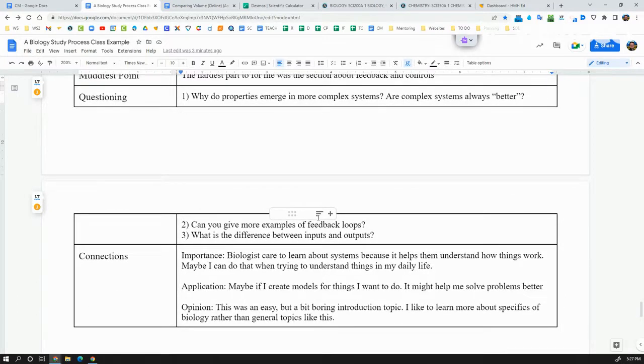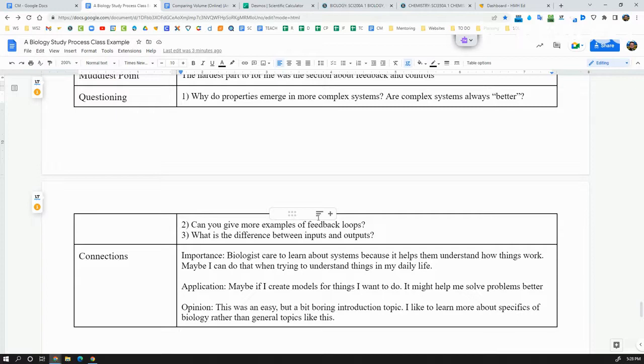Now, there's 3 types of connections you might want to do. There's the importance, the application, and the opinion. And for the importance, you want to talk about like, why do we learn about this? Why is this in a biology textbook? Why do we care about this? Why should I care for my own life? And you can see an example of how I did that for the first exploration, you know.